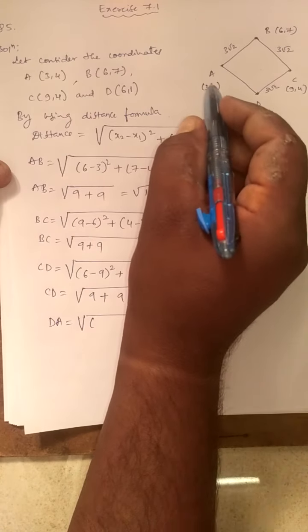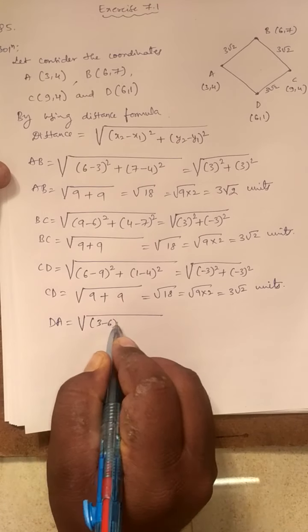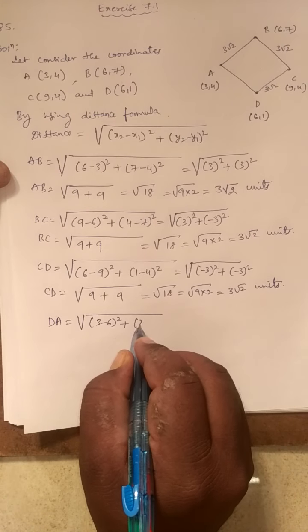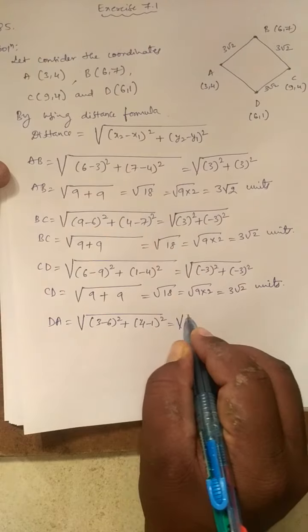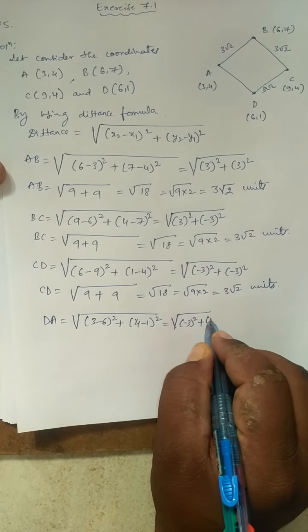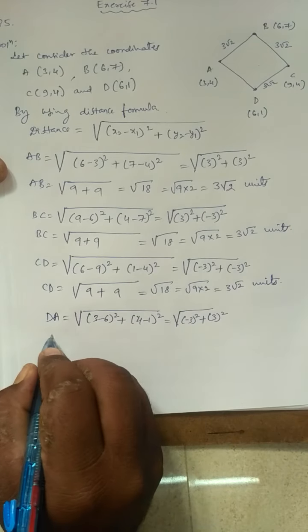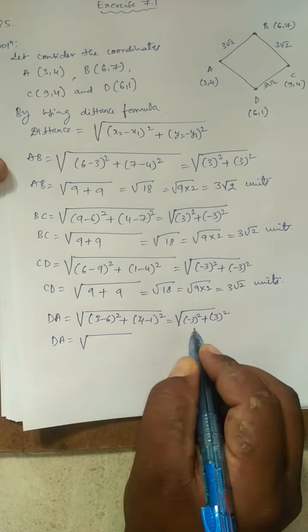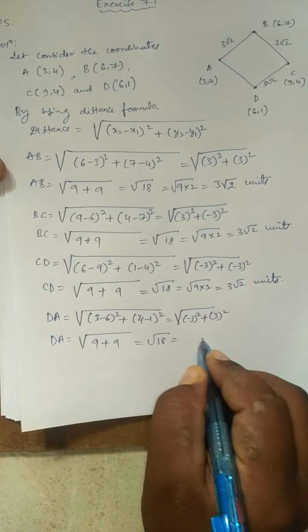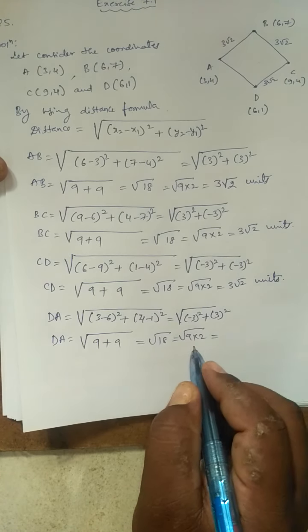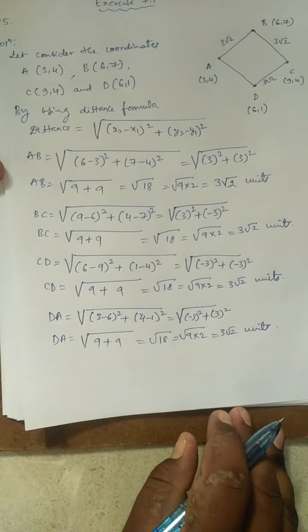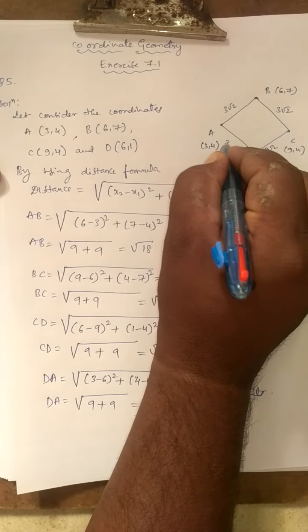This is x1 y1, x2 y2. DA equals under root (3 minus 6) whole square plus (4 minus 1) whole square. This is equal to under root (3 minus 6 is minus 3) square plus (4 minus 1 is 3) square. So DA equals under root 9 plus 9, which is root 18. Again it becomes 9 into 2. If you bring 9 outside the root, it becomes 3 root 2 units.